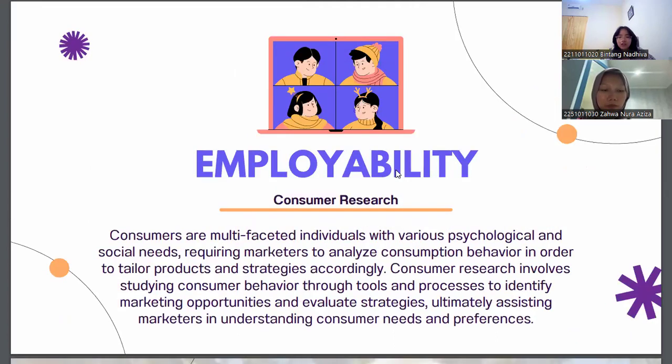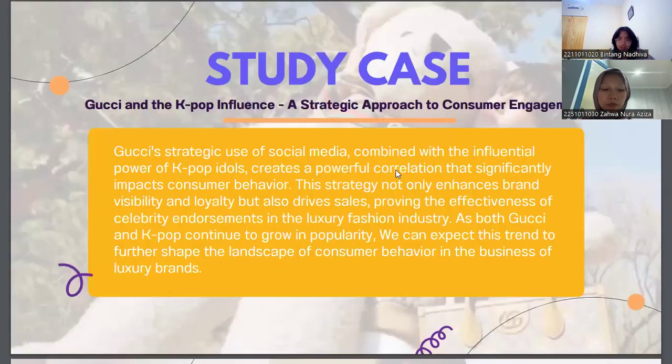And the next one is consumer research. Consumers are multi-faceted individuals with various psychological and social needs, requiring marketers to analyze consumption behavior in order to tailor products and strategies accordingly. Consumer research involves studying consumer behavior through tools and processes to identify marketing opportunities and evaluate strategies, ultimately assisting marketers in understanding consumer needs and preferences.